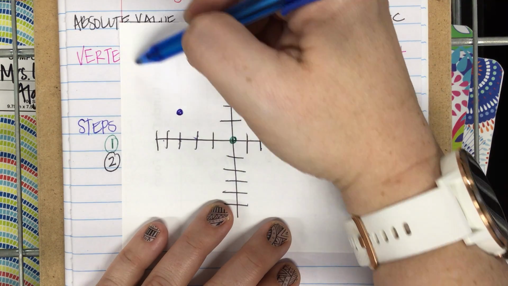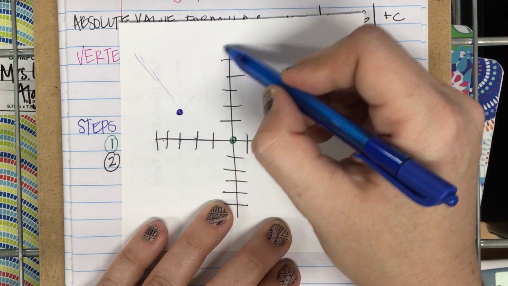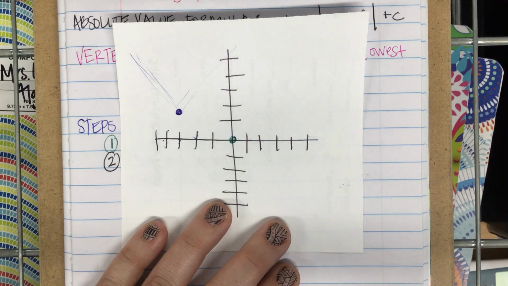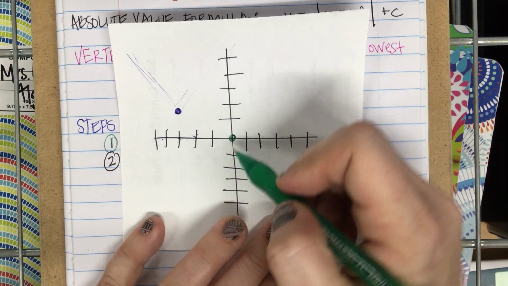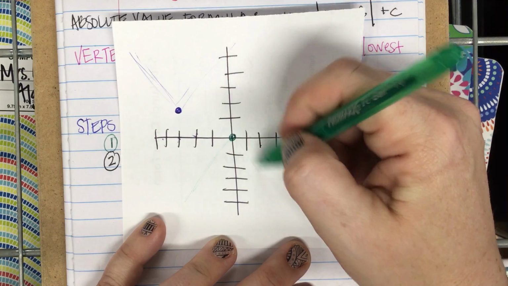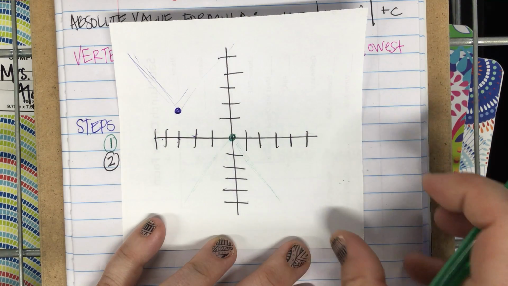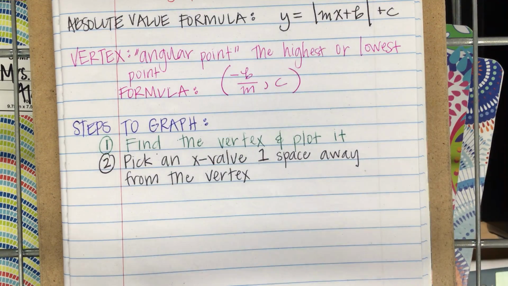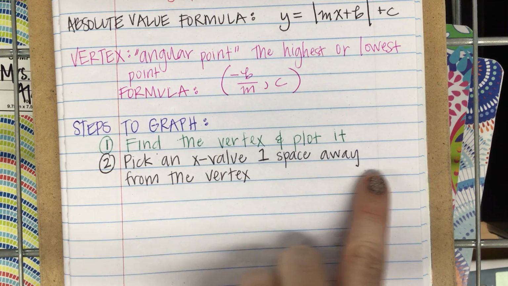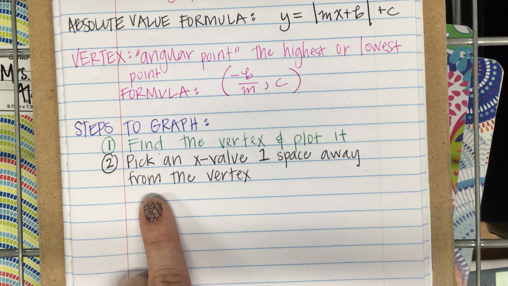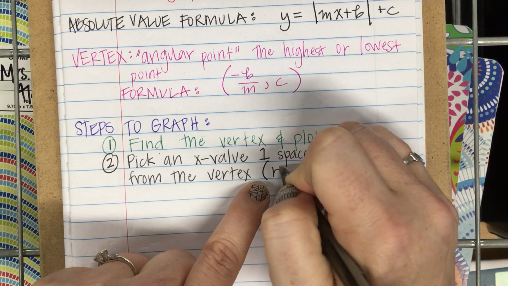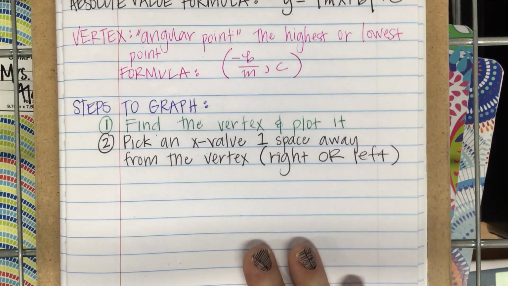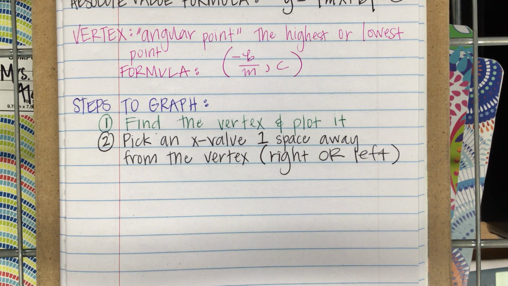But if I'm making a V shape, think about what it's going to mean. Think about that, because you'll find it out in a second. Maybe it's going to go this way. But I want you to have that in the back of your mind. So you're going to pick an x value that's 1 space away from the vertex. Right or left. Doesn't matter. You have a little bit of freedom.